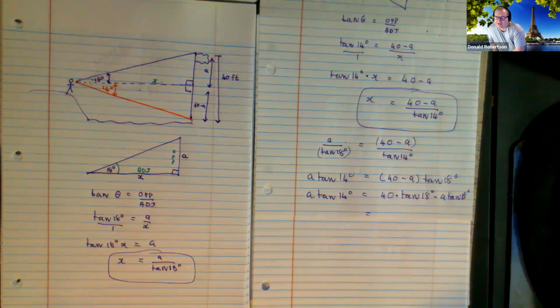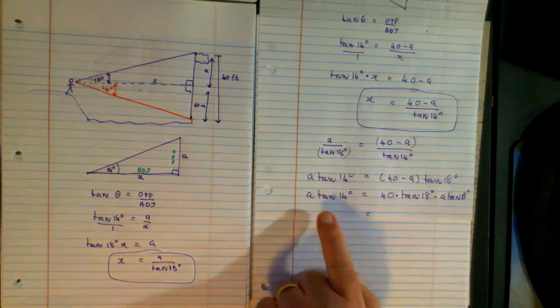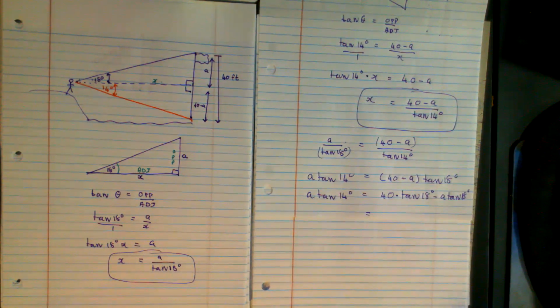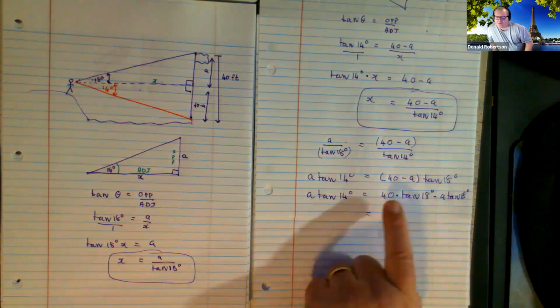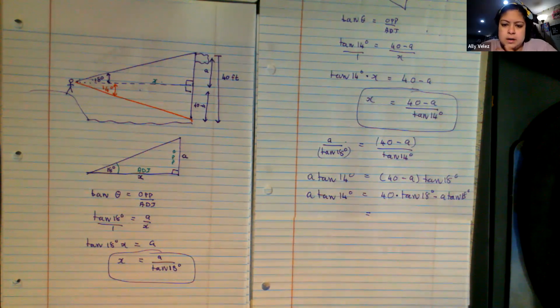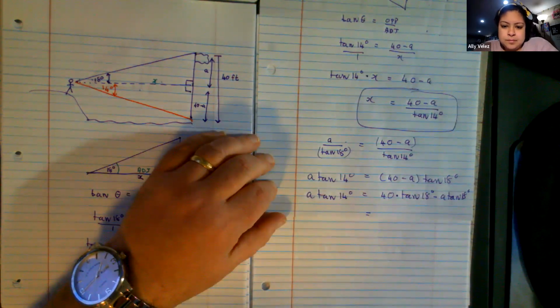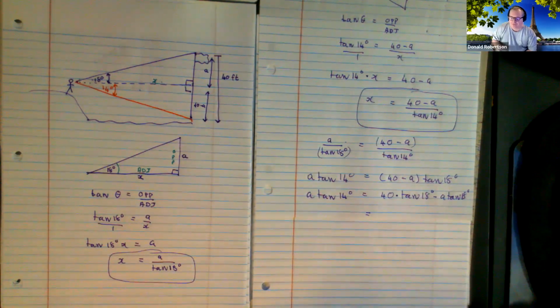Remember, the goal here is to find a. What do you think I should do next? Any ideas? What should I do to both sides of the equation next to get closer to finding a? Divide by tan of 14. You are going to divide, but that would be just a little bit early. I want to do something else before that. But you're on the right tracks, but you've missed a line. There's one more thing to do first.